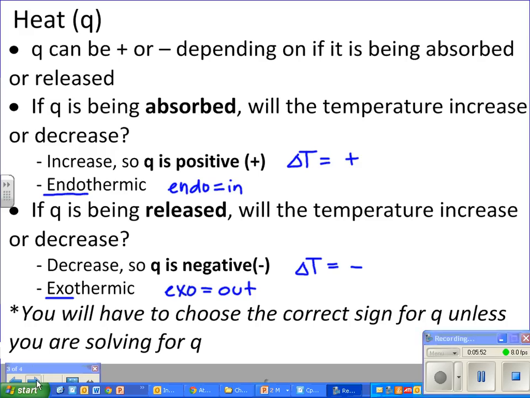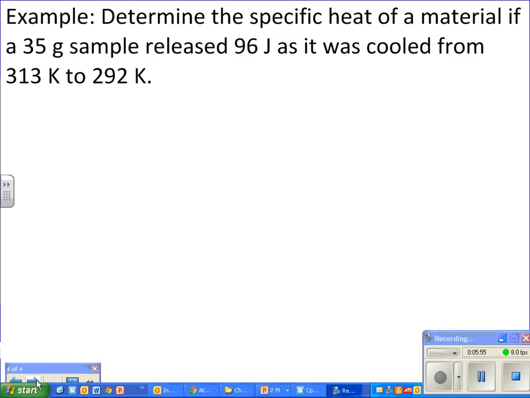So let's do one example problem. Pause here and write down the problem before I go through it. The problem says: determine the specific heat of a material if a 35 gram sample released 96 joules as it was cooled from 313 Kelvin to 292 Kelvin.